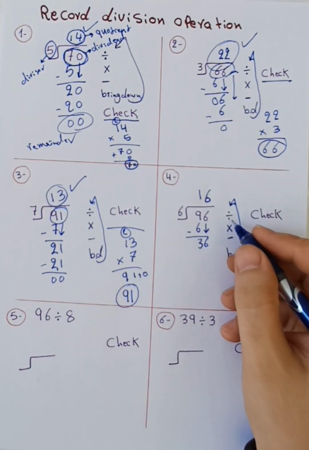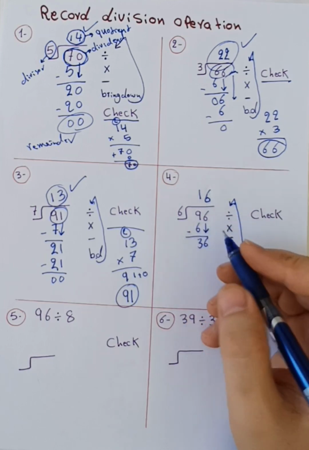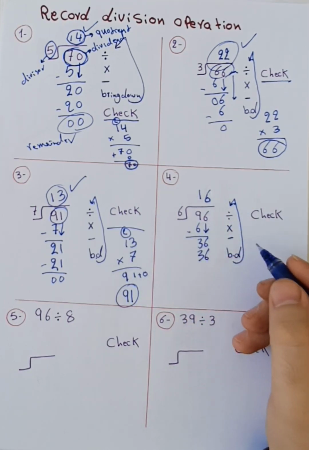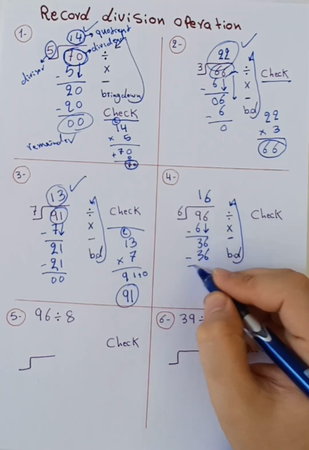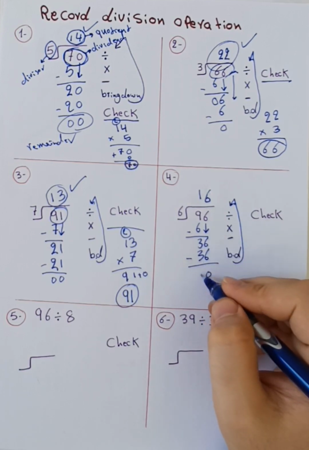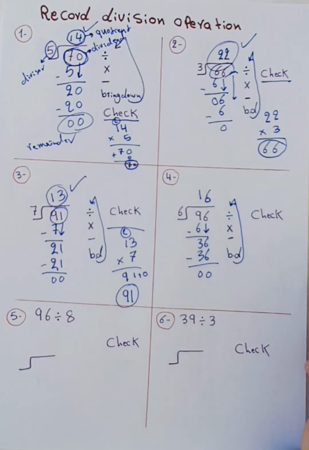After divide, you have multiply. 6 times 6 equal to 36. After multiply, you have subtract. 6 minus 6 is 0. 3 minus 3 is 0.